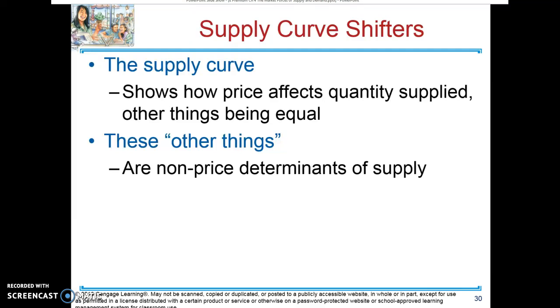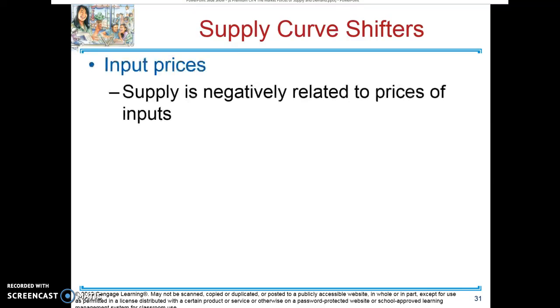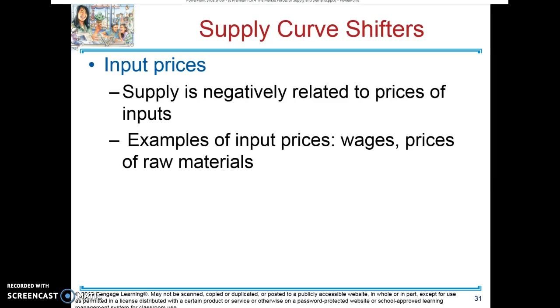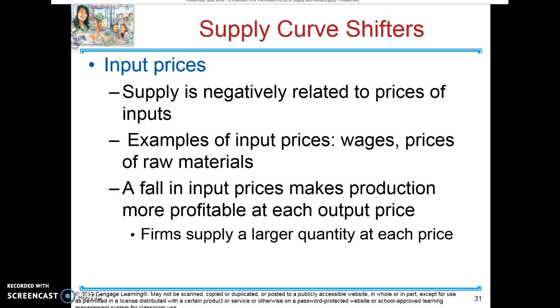Other things, again, that are going to shift the supply curve, just like with demand, have nothing to do with price. So changes in input prices. Supply is negatively related to prices of inputs. So input prices would be things like wages or the price of raw materials that a business would need to produce their product. A fall in input prices makes production more profitable at each output price. So firms will supply a larger quantity at each price. And the S curve would shift to the right.